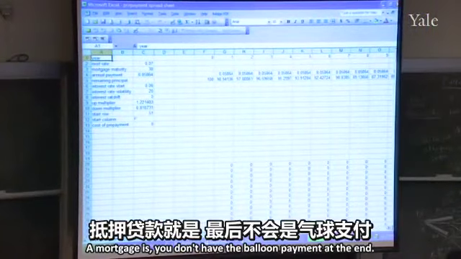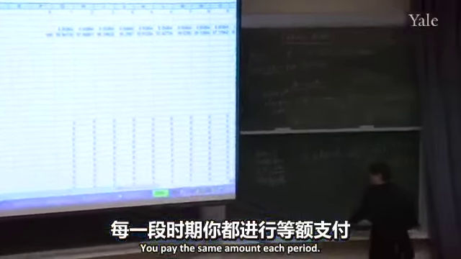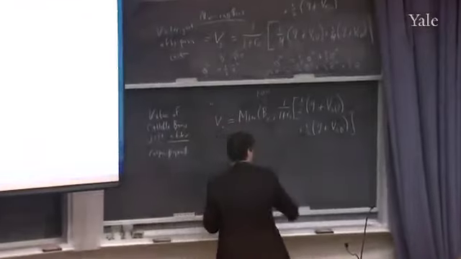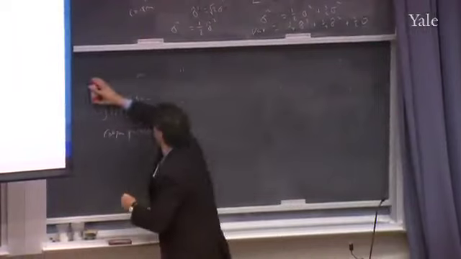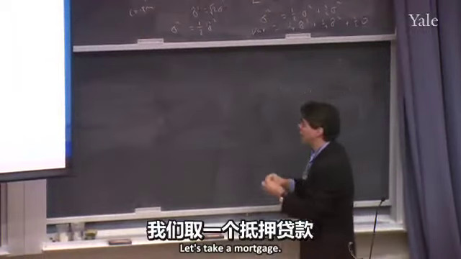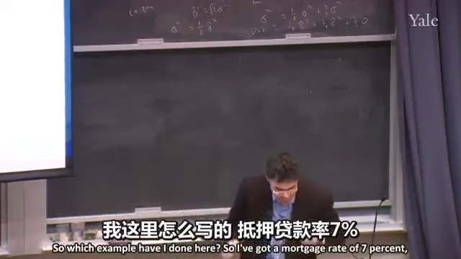A mortgage is, you don't have the balloon payment at the end. You pay the same amount each period. So if you have a 9-year... let's take a mortgage. So which example have I done here?